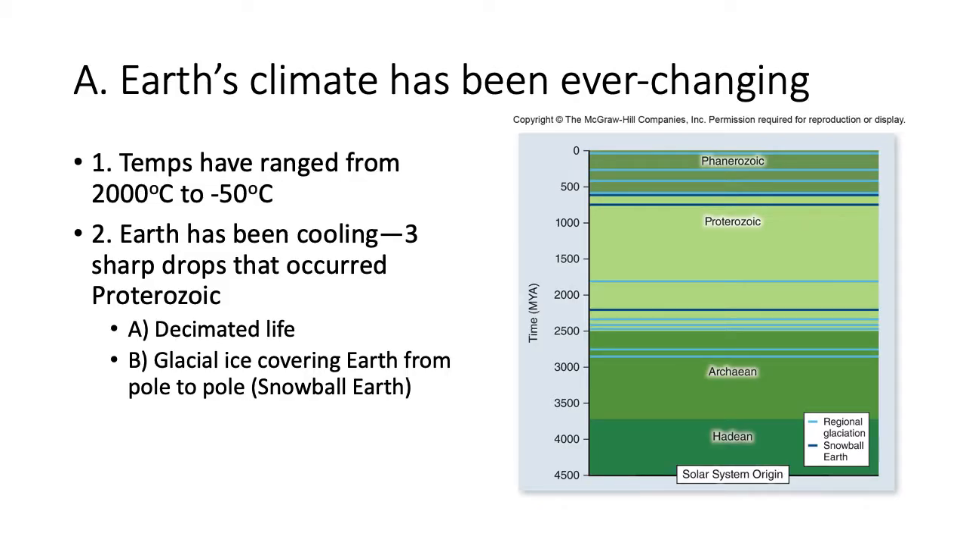So Earth's climate is always changing. We have temperatures that have ranged from 2,000 degrees Celsius to minus 50 degrees Celsius. But we know by looking at ice records, as well as rock records and everything else that we can use to look at Earth's past, Earth has been cooling overall, but there have been 3 sharp drops in the Proterozoic era that decimated life, basically snowball Earth. So you can see them here with this dark blue, dark blue, dark blue, and then we've had regional glaciation in between, which means that some parts of Earth were covered in glaciers, but not all of it.